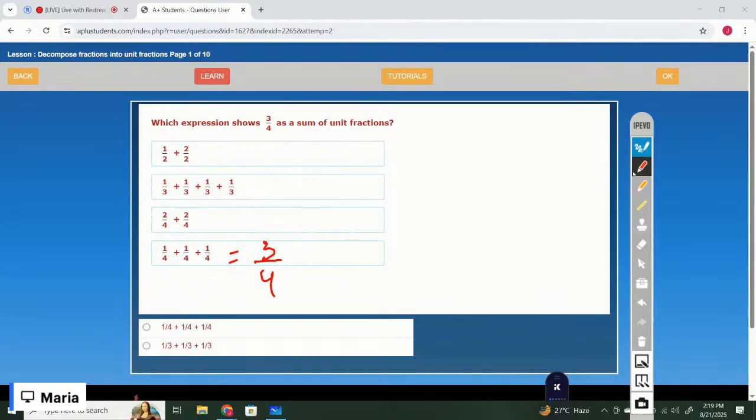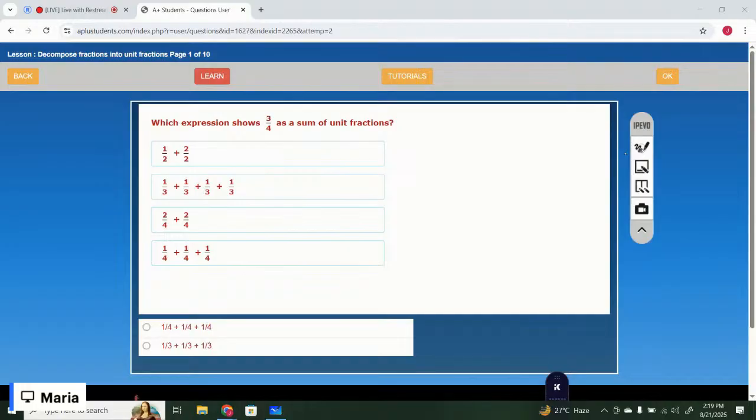So option number 1 is the correct option. That is 1 by 4 plus 1 by 4 plus 1 by 4. Option number 1 is the correct option.